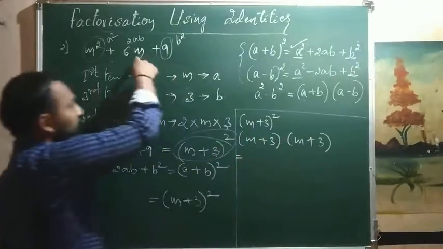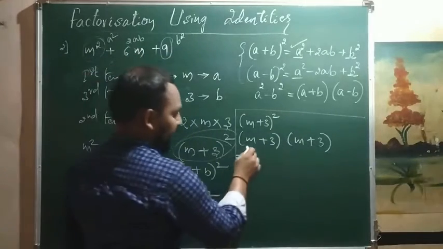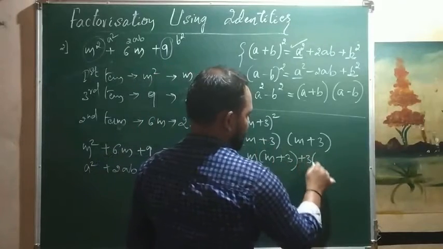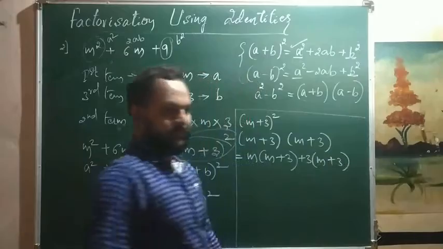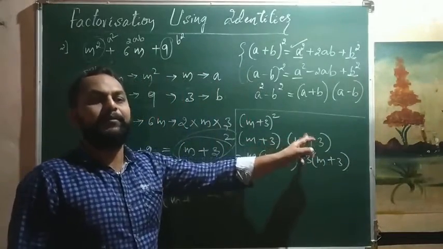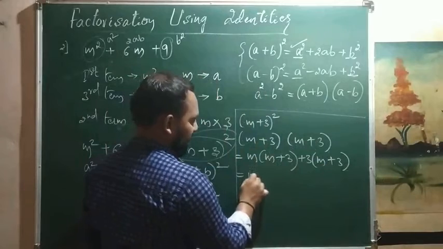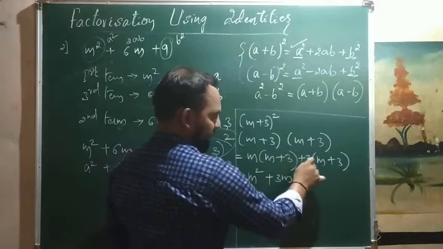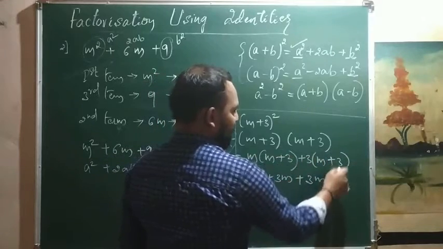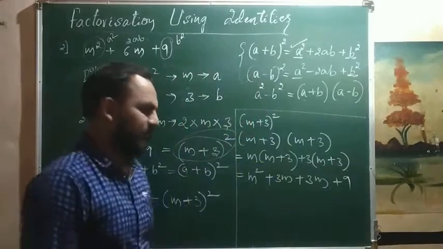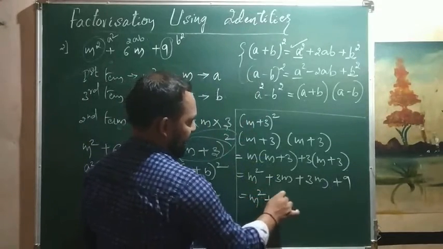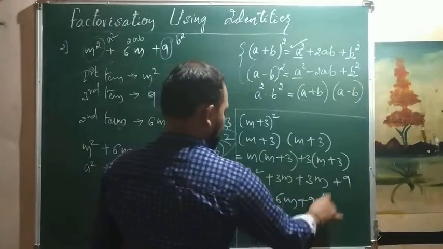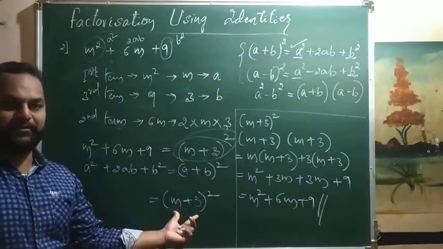Multiply these two, and if this comes back, then what I did is correct. Here the first term m of m plus 3, next plus 3 of m plus 3. This is the multiplication of binomial by binomial. Here m into m is m square, m into 3 is 3m, 3 into m is 3m, 3 into 3 is 9. Here m square plus 3m plus 3m, 6m, plus 9. Correct, so the answer you did is correct.